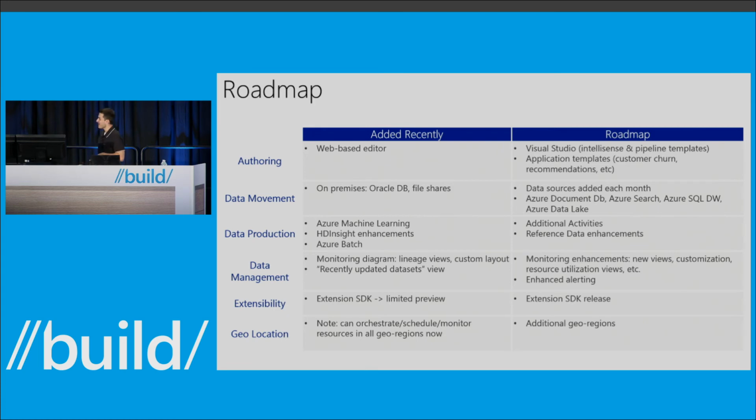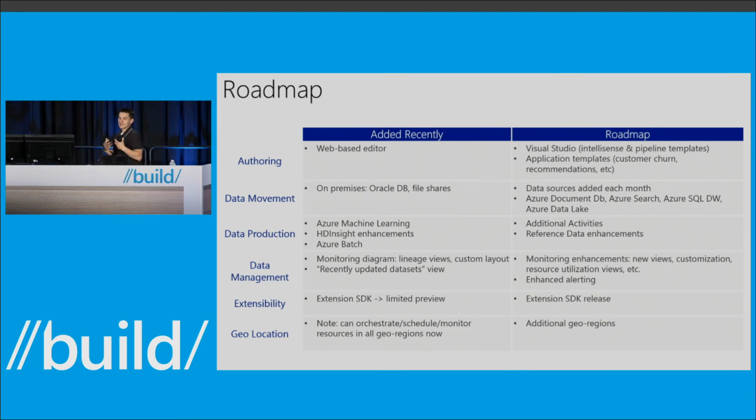All right, so in terms of roadmap, I showed you a little bit about what Data Factory can do for you today, how to create pipelines. Things that you'll see coming in this area in the future is that you'll get a lot more authoring support. You'll see Visual Studio integration. You'll see pipeline templates. So you can create pipelines like the one I showed from a template and then just fill in the missing pieces.